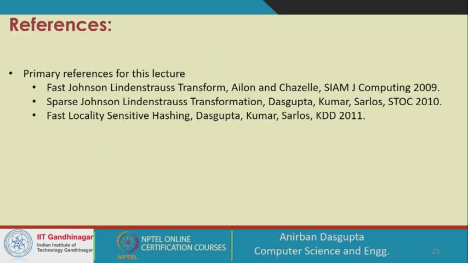So just some references for this particular lecture. The fast Johnson-Lindenstrauss transformation, as you have seen, was the paper from Ailon and Chazelle. The two other results that I talked about: the application to locality sensitive hashing comes from this paper in KDD, and the sparse Johnson-Lindenstrauss transformation comes from this paper in STOC.